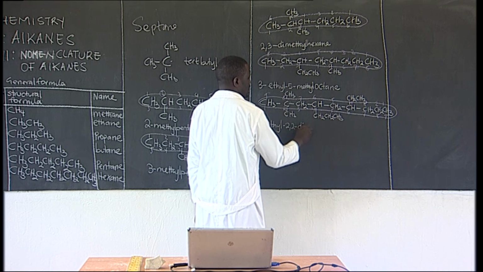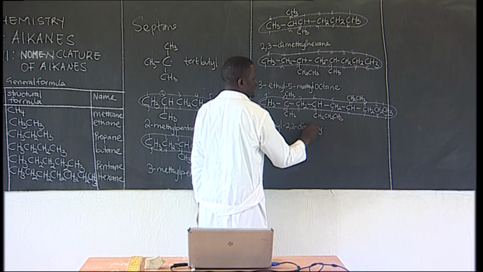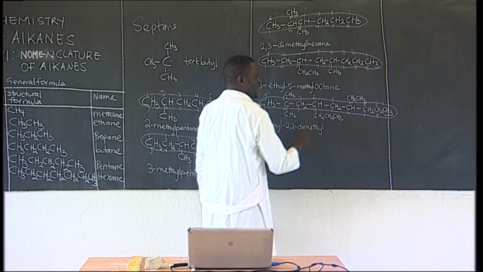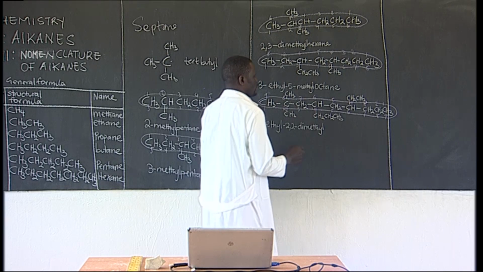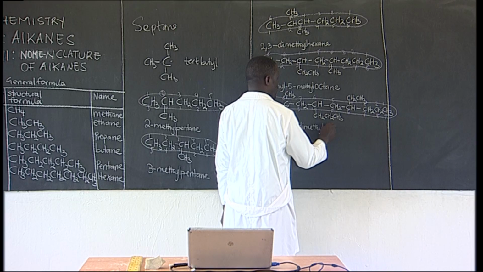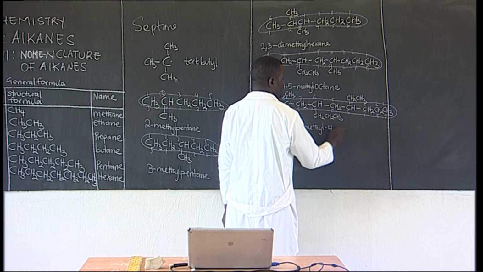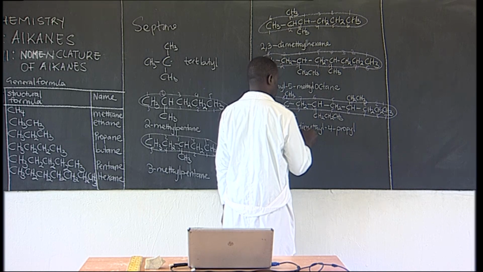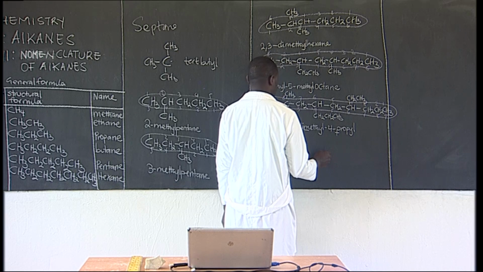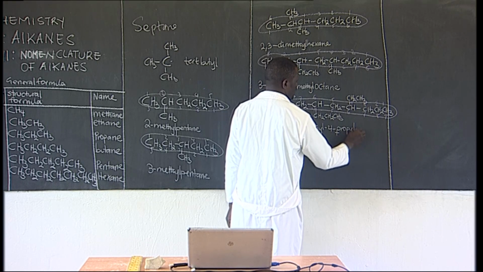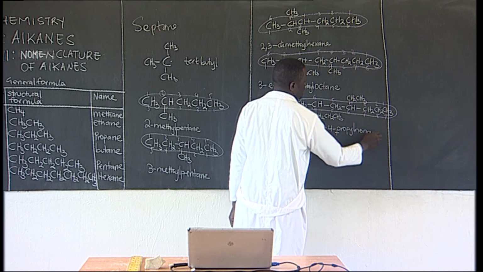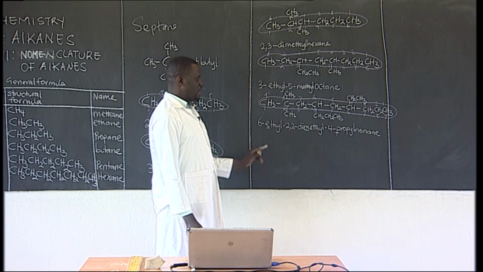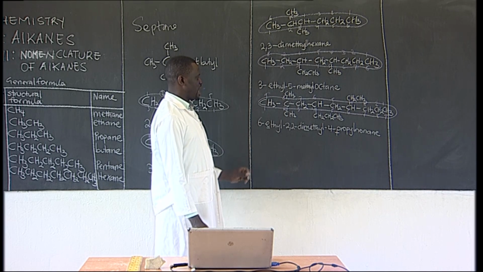So we say 2, dimethyl. They are two and they are similar. Then on position number 4, we say 4-propyl. So we have E, M, P. The numbers don't matter. Then the name of the longest possible chain is nonane. So we have included the alphabetical order, and we have also included the di.